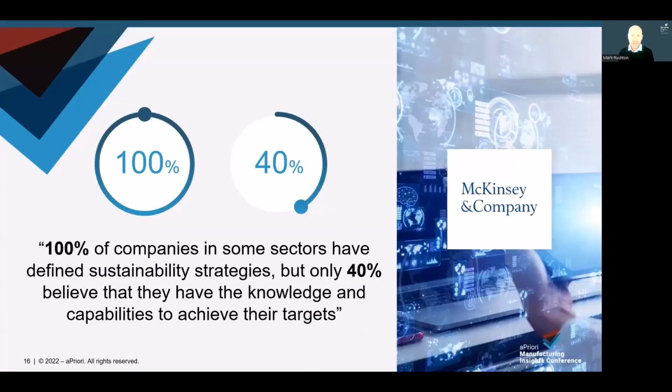And perhaps your company has a strategy, but McKinsey found that although many companies have defined a strategy, and up to all of them in some industries, less than half believe they have the knowledge to do so. And it's not surprising. It's an incredibly complex area. It's not like cost even, where you can take an educated guess at which design is cheaper. With sustainability, in many cases, the decisions will be massively counterintuitive.